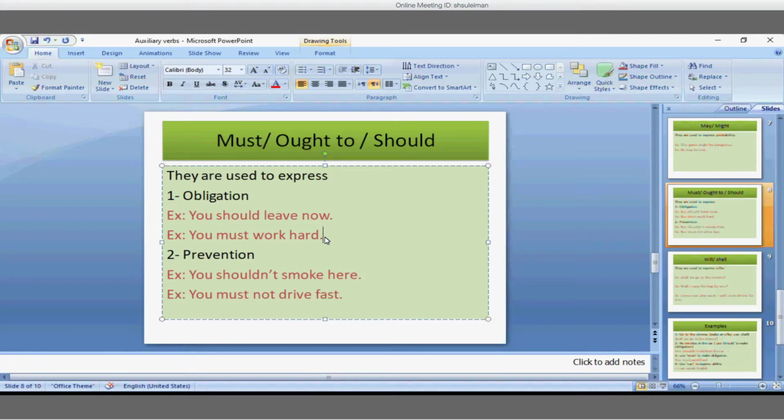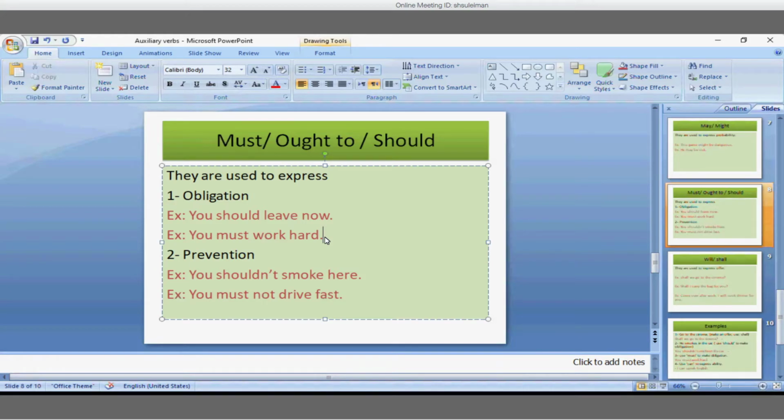You shouldn't smoke here. Say you are in an office, in a school, at college, or at any place, and there people are not allowed to smoke. Okay, so if you notice someone smoking and you want to prevent him from doing that, you should say, you shouldn't smoke here. إذا ردنا نمنع شخص مثلا يدخن بمكان معين كأنه يكون دائرة، مكتب أو حتى كلية أو أي مكان يمنع به التدخين، نستخدم shouldn't في منع من التدخين.